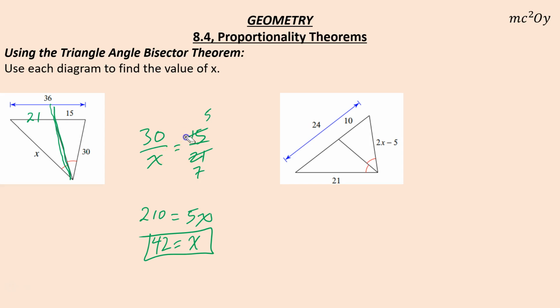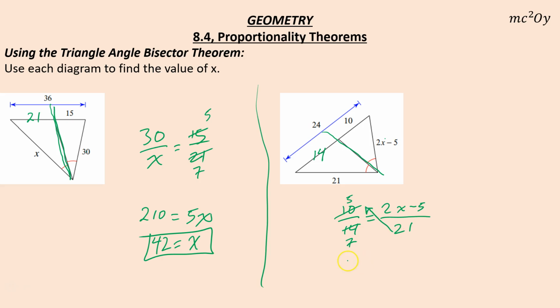Let's go ahead and do one more piece here, and note this picture. Okay, we have 10, and this whole length is 24. This has to be 14. And if I think of this once again as a fraction bar, I have 10 is to 14 as 2x minus 5 is to 21. And I once again can cross multiply. But I might want to reduce first. Let's go ahead and take a 2 out of this. So that becomes 5/7. Just makes the numbers easier.